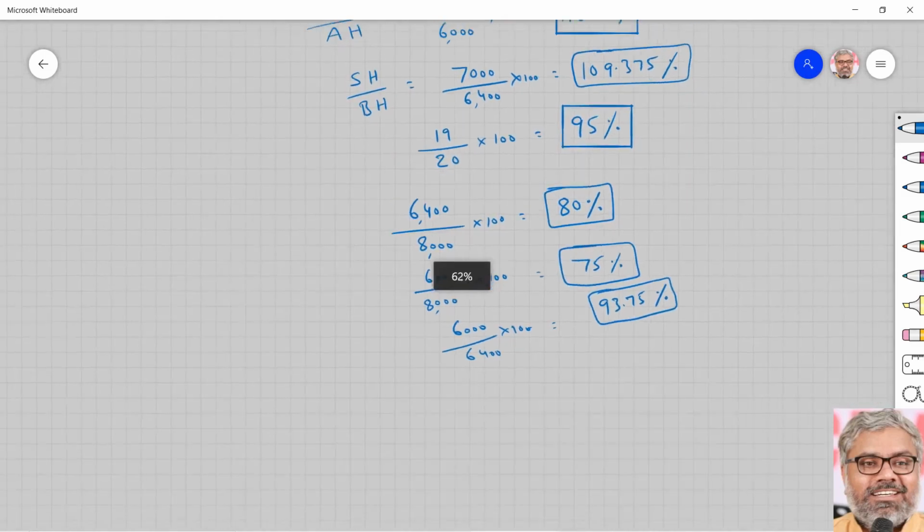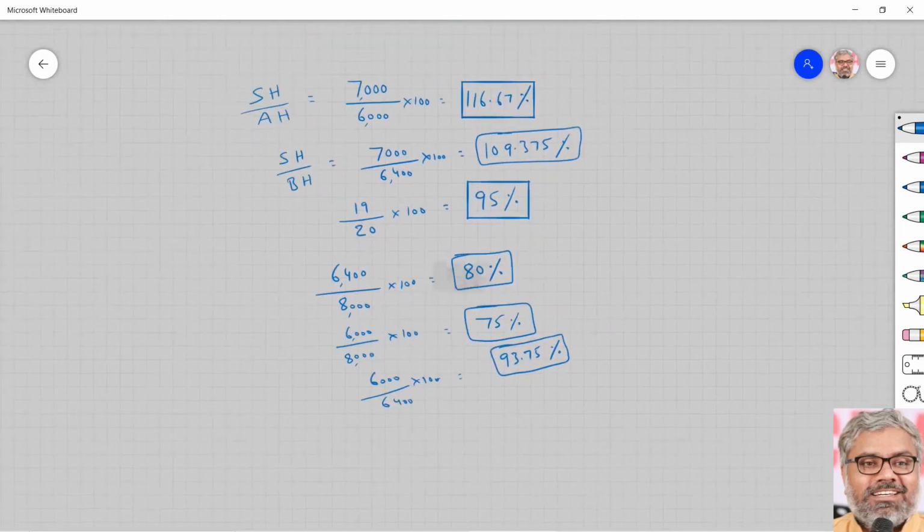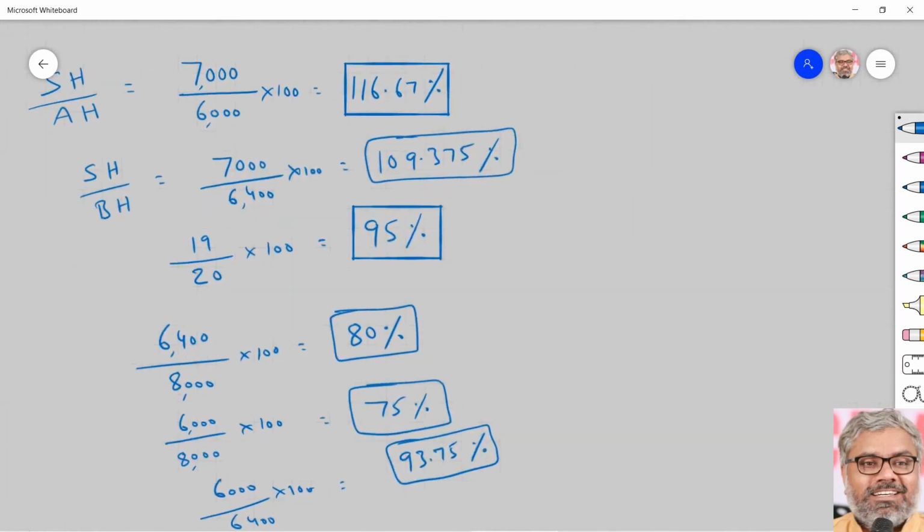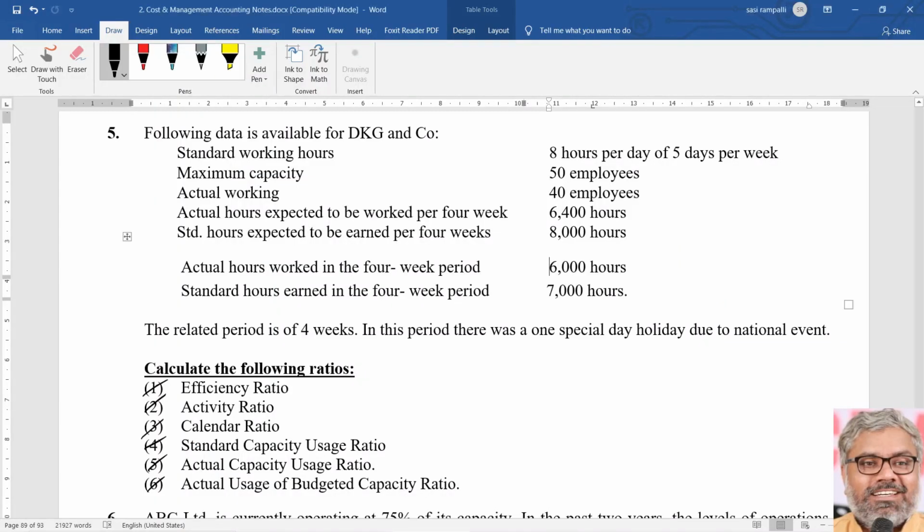So the answers are finally these: 116.67%, 109.375%, 95%, 80%, 75%, and 93.75%. That is the answer for question number 5. And all the ratios have formulae, and the data related to the number of hours is already given in the question also. That's it. That is how you calculate ratios.